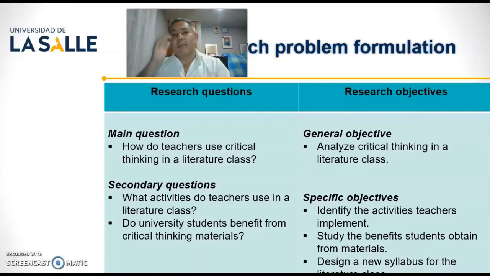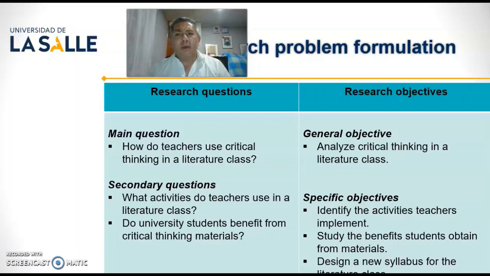Next, normally you're asked to formulate your research problem, and that means coming up with research questions and research objectives. Some universities and programs will ask you to come up with one research question and maybe one or two research objectives. Other universities and programs want you to be a little more specific, more concrete. Here we have the case where you are asked to come up with a main question and secondary questions, and similarly a general objective and specific objectives.